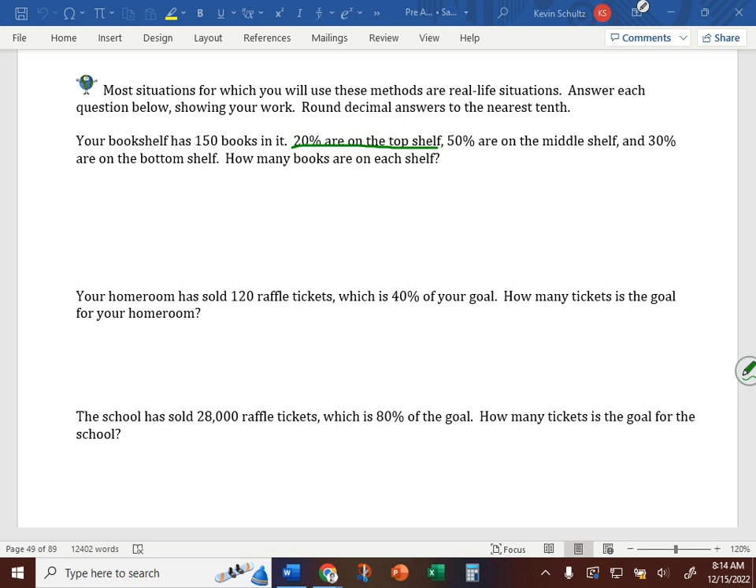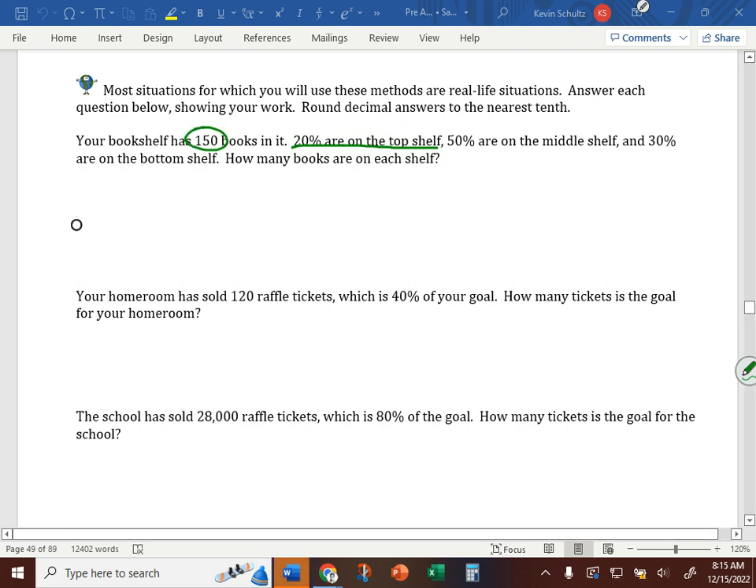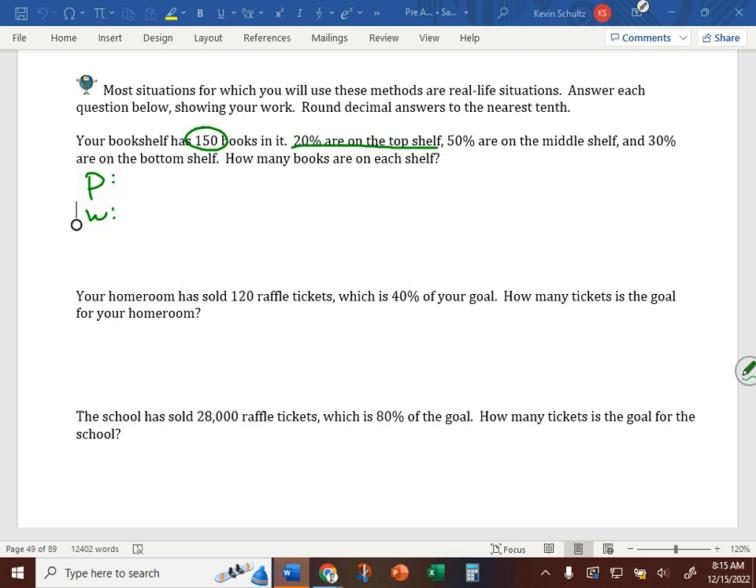The bookshelf has 150 books. 20% are on the top shelf. What's our part? What's our whole? What's our percent? You'll see I have intentionally worded this to leave out the word of. So think about the situation. 150 books total. 20% are on the top shelf. We want to know how many books are on the top shelf.